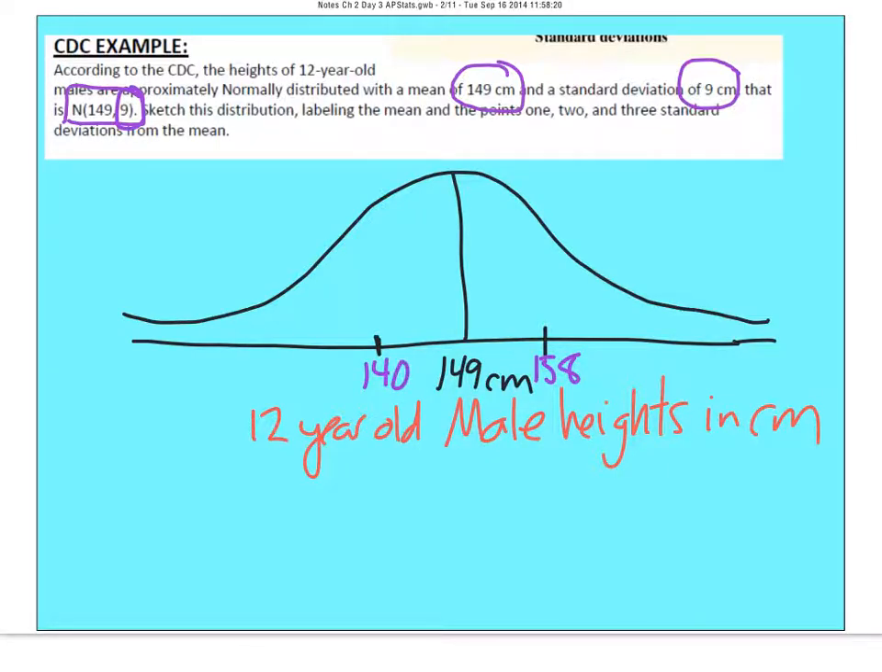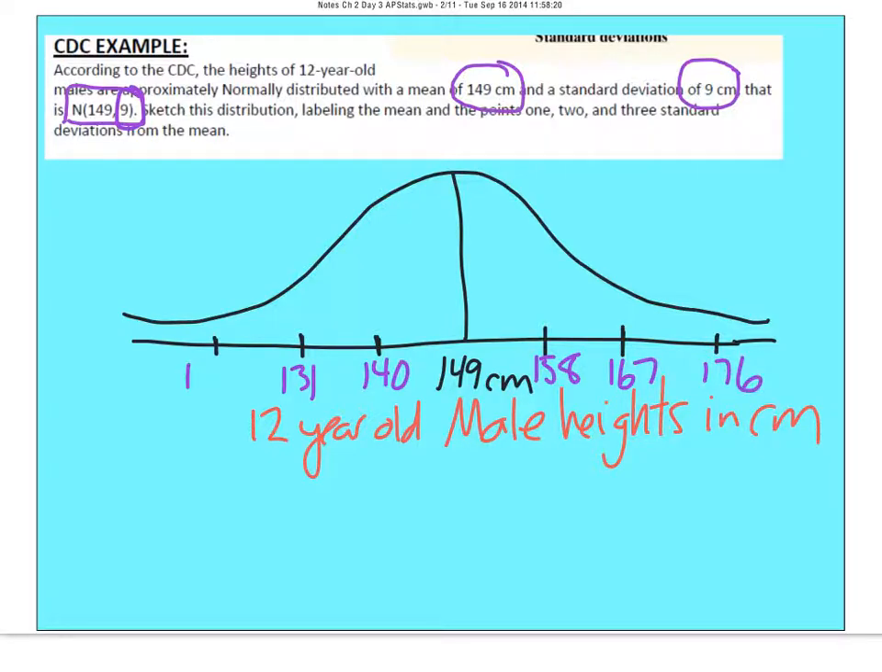That's 1 standard deviation. What if we go a second standard deviation? Let's do 1 more, add another 9, take away another 9. That is going to leave us at 167 on the high end and 131 on the low end. The last one, let's do a third standard deviation, and that's going to bring us to 176 and to 122.